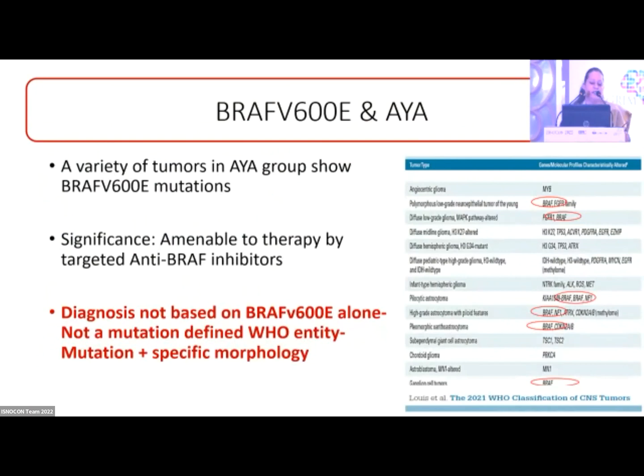Now, this series of cases I have kept to highlight the association of BRAF V600E mutation with the AYA group. It can be seen across a number of tumors in the WHO classification, and almost all of these entities are more frequent in the AYA group. We heard yesterday diffuse astrocytomas, circumscribed astrocytomas, low grade, high grade. In the whole gamut of this, we can see a BRAF V600E mutation. So we have to remember that the diagnosis is not based on BRAF V600E alone. It is not a mutation-defined WHO entity, but mutation with the specific morphology can help you arrive at a diagnosis. And the significance, of course, being that it is a druggable target.